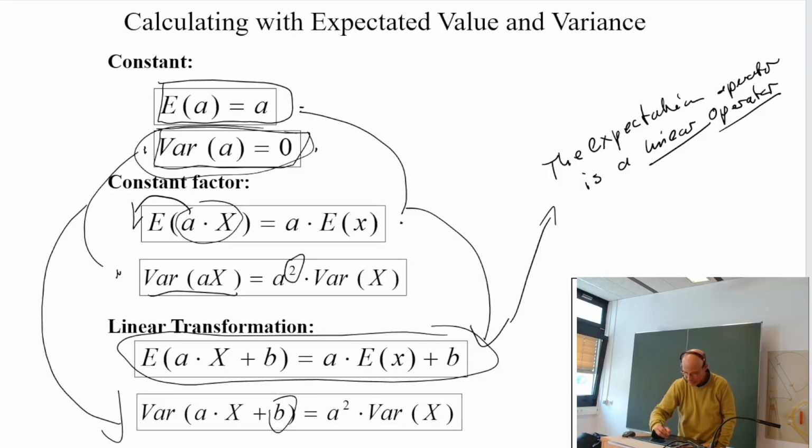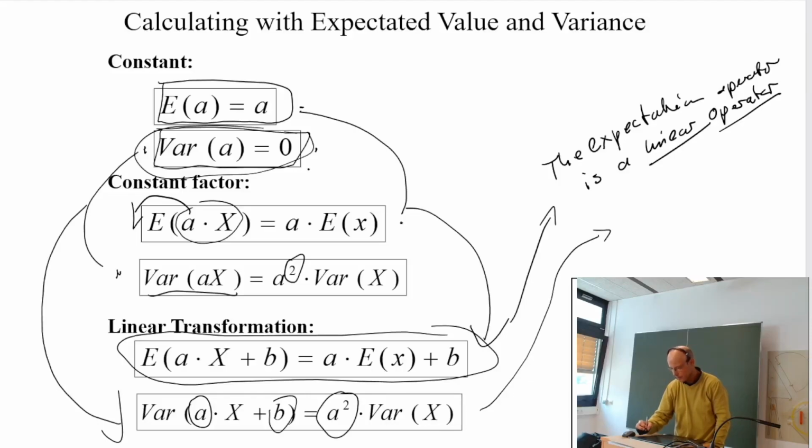But if we multiply our random variable with a constant, then we have to take out the square of this constant. So this means variance is no linear operator.